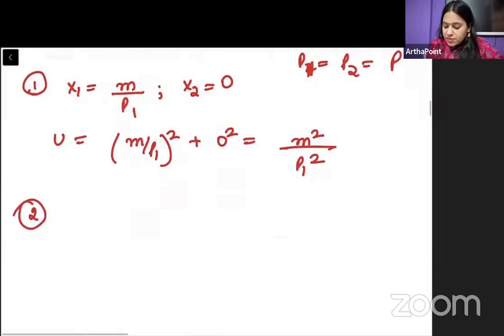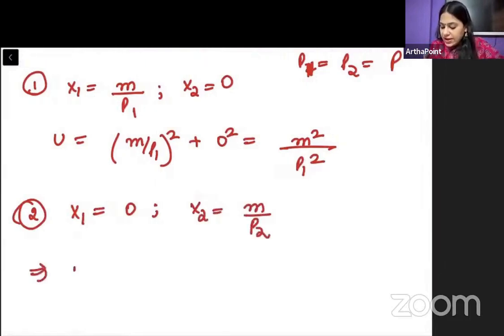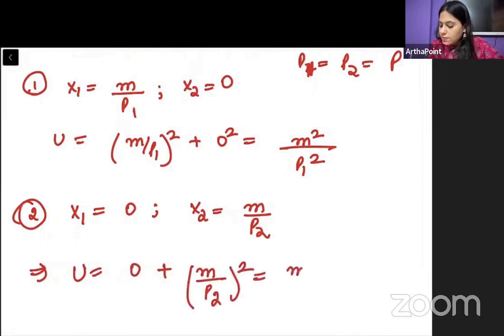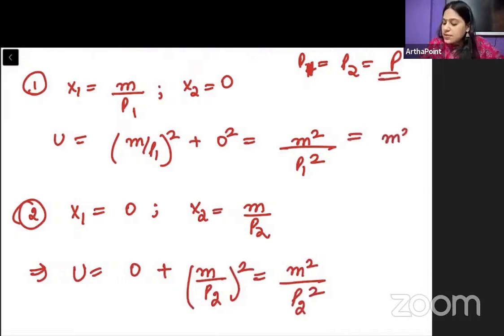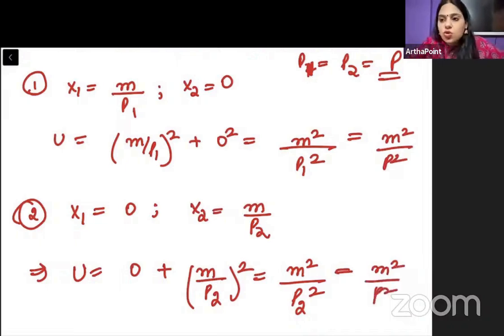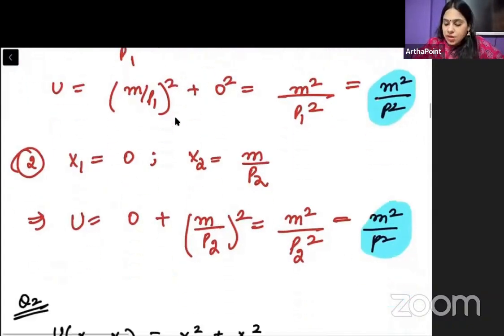Now just take case 2, beta. If I consume 0 units of good 1 and good 2 will be M by P2. So what will I get? I will get U is equal to 0 plus M by P2 whole square, which will be M square by P2 square. But prices are equal, so this is M square by P square. This is also M square by P square. So whether I consume bundle X completely or I consume bundle Y completely, the utility that I am getting will turn out to be the same, which will be M by P whole square. I will get the same utility.